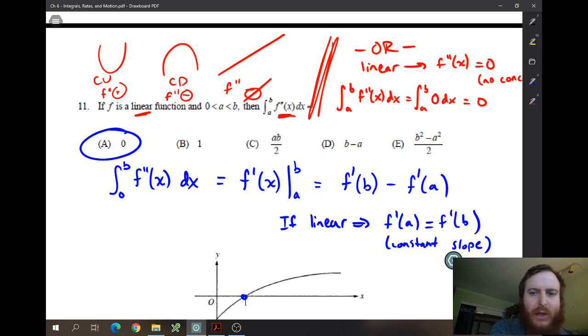So in this case, if we just thought about it that way, what we could have done is, with our integral from a to b, we could have just changed f double prime to be 0 because it was a linear function. And the integral of 0 is just 0.